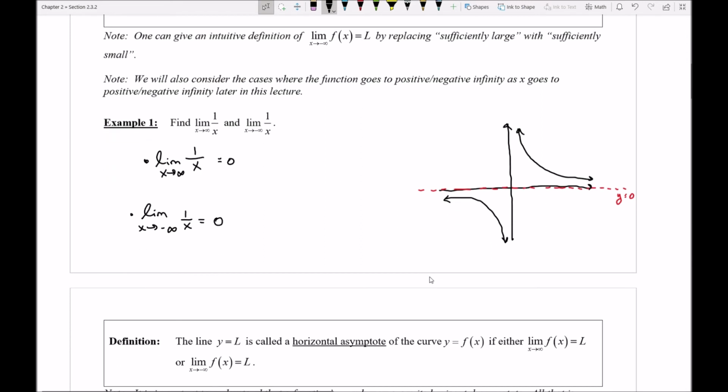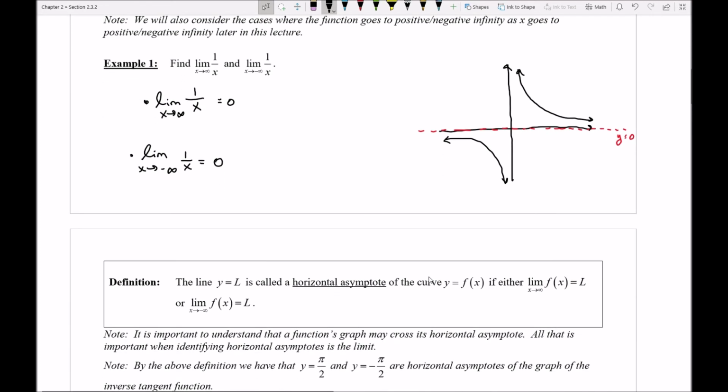Now, one other thing that we can gather from all of this is the following definition. We can see how this links together with the previous two examples. This definition states that if I ever have a line y equals L, so y equals a number, that would be called a horizontal asymptote of some function or some curve, y equals f of x, under some conditions.